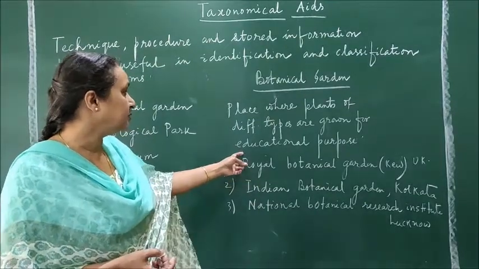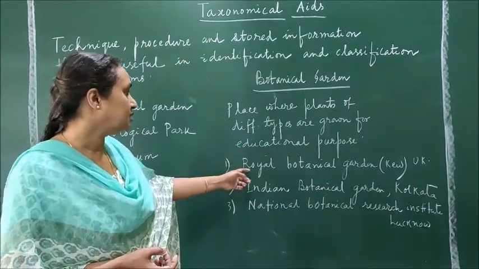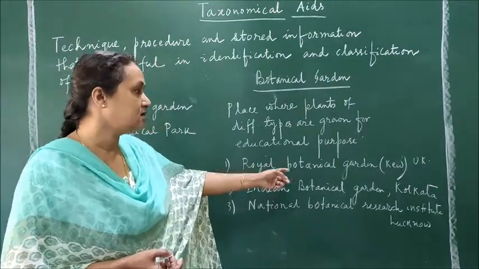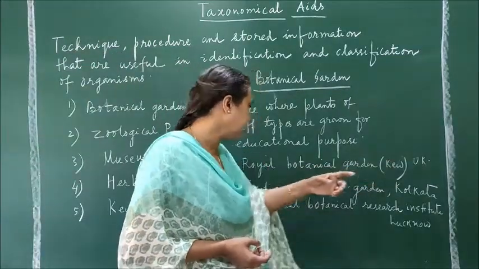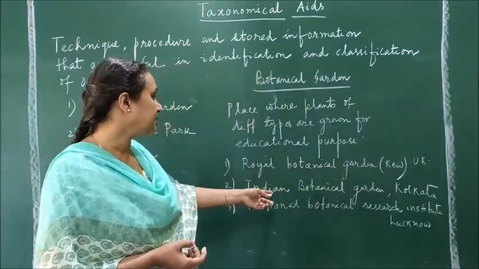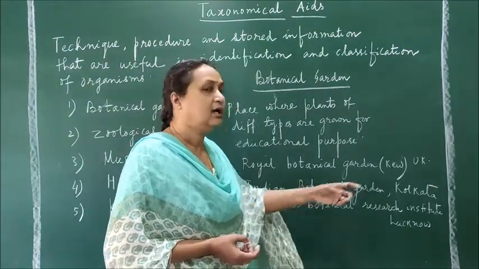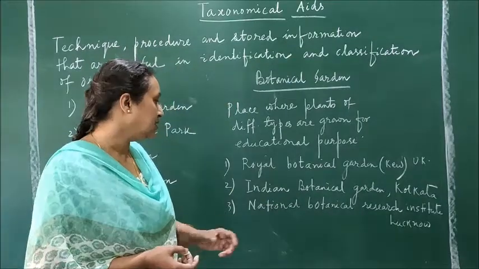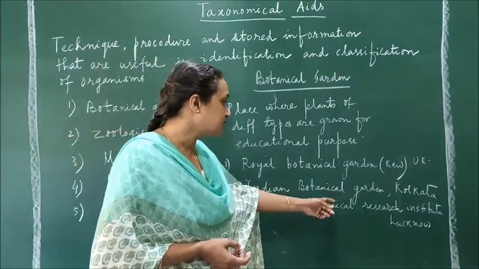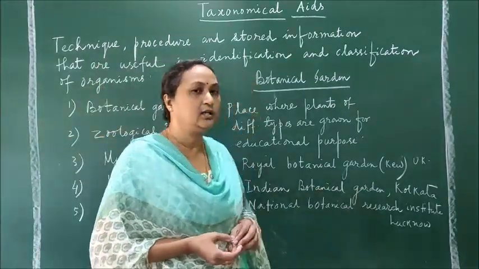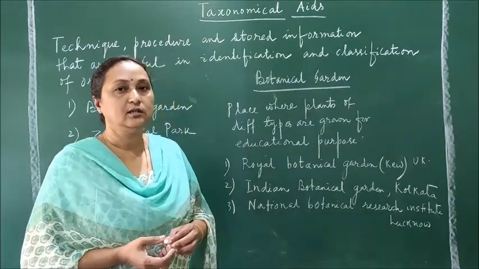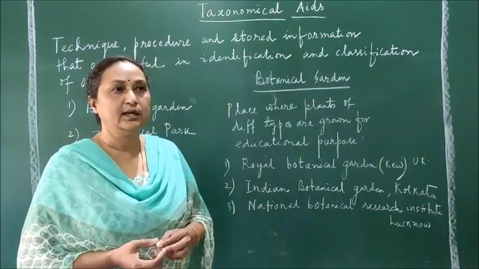You can find many botanical gardens like the Royal Botanical Garden, that is in Kew, United Kingdom. Then in India you can see the Indian Botanical Garden, that is the oldest botanical garden and that is located in Kolkata. Then the National Botanical Research Institute, that is there in Lucknow. Like the Botanical Garden of Calcutta.